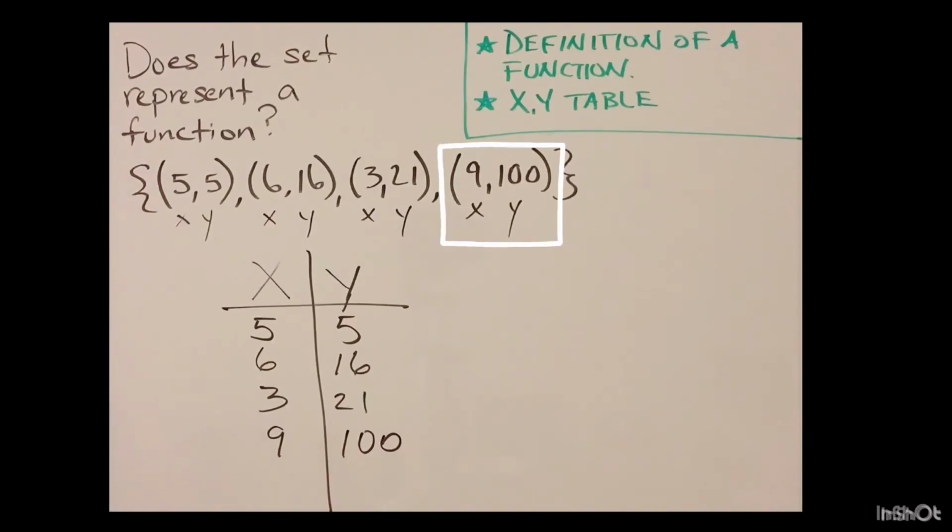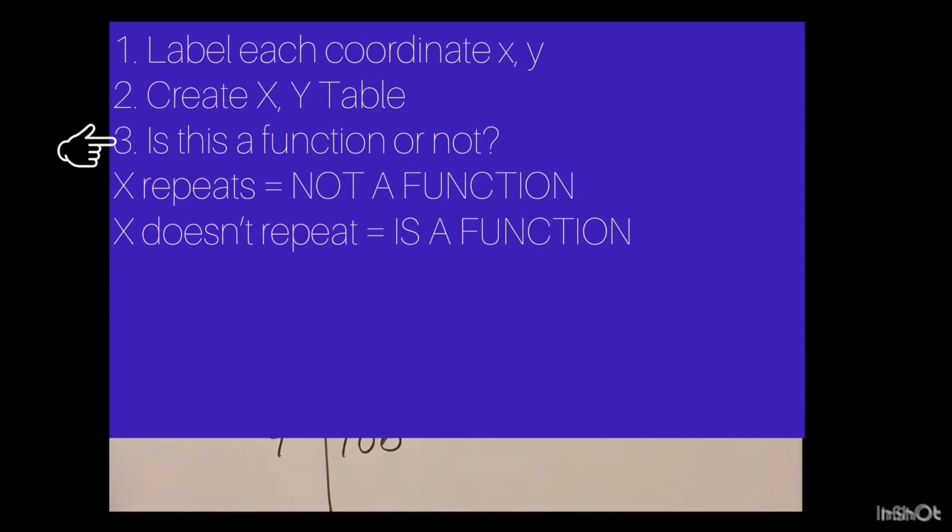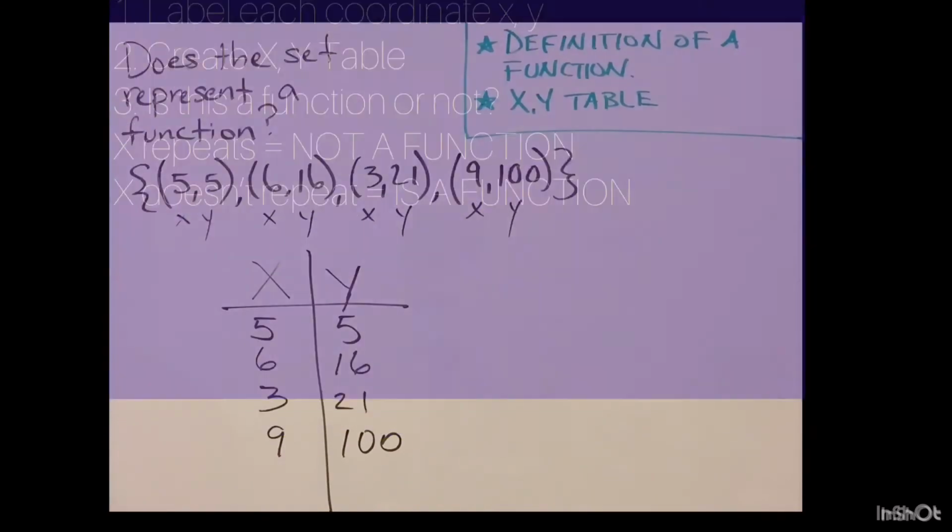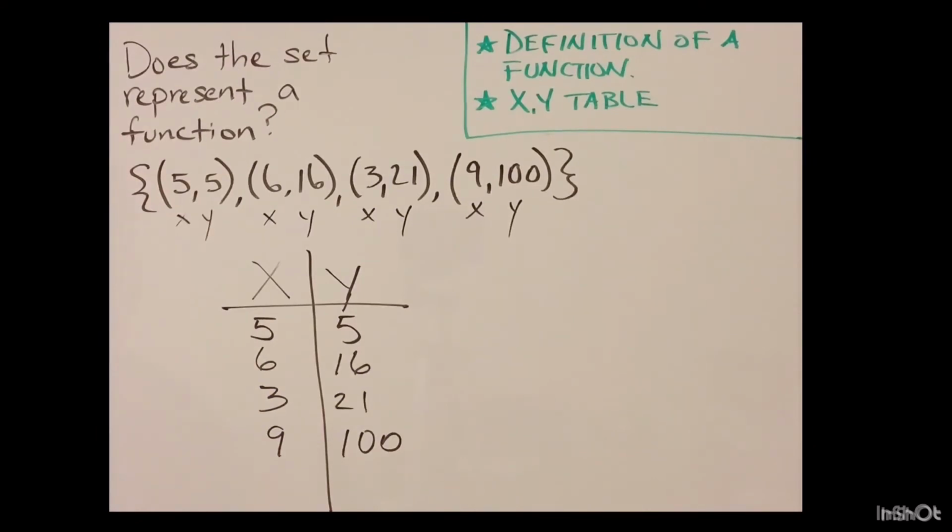Okay? Now, step 3 is that we're going to look at this XY table that we just created, and we're going to decide whether this is a function or not. So what we're really focused on is this side of the table where you have the X values. If you see an X value that repeats, meaning that if we see a number that shows up more than once on this left side, these X values, that means that the X repeats and it's not a function.